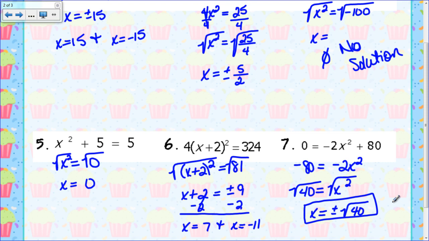And it's acceptable to leave your answer like that. We're not going to do anything with it. I just need to know that that's my answer. And so we'll stop right there and call that our solution.